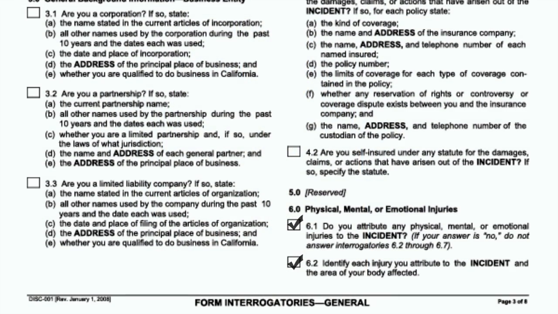Another area that seems to be somewhat difficult is the description of the injuries that one suffers. In 6.1, it asks you, did you suffer injuries? And the answer is yes or no. If the answer is yes, then you're going to answer the rest of the questions that have been marked in the 6.0 series. So if we go to 6.2, for example, identify each injury you attribute to the incident and the area of your body affected.